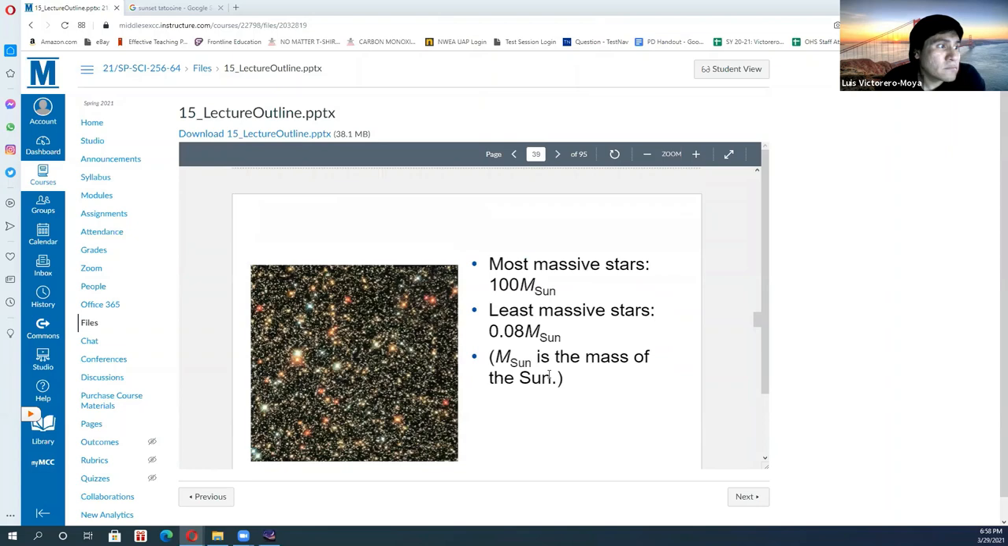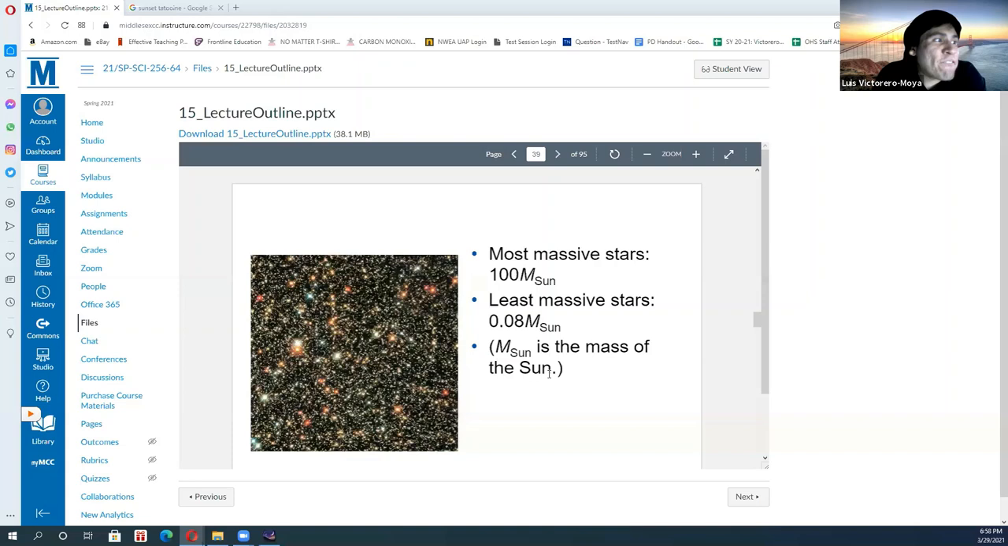So when we look at binary systems, what we have found is that we can find stars up to 100 times the mass of the sun and about 8% the mass of the sun. So we have now four parameters. What are those? Okay, let's ask you a question. What are the four parameters that we have so far to start talking about stars as a whole?